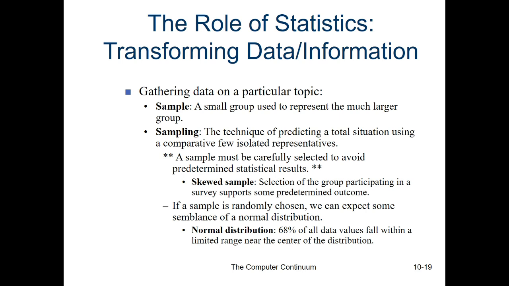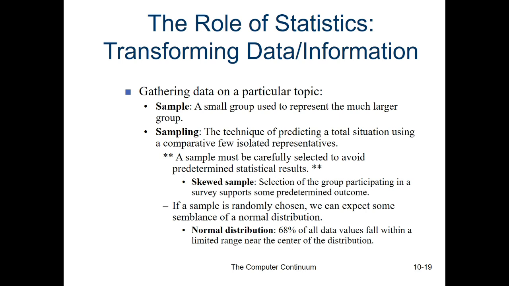Like if you take a small group and predict the situation for the whole using that small group, then we call that sampling. A sample must be carefully selected to avoid predetermined statistical results, and sometimes a skewed sample would cause an error. A skewed sample is basically a selection of a group participating in a survey that supports some predetermined outcomes. So you could say that it's an error or a mistake in sampling.